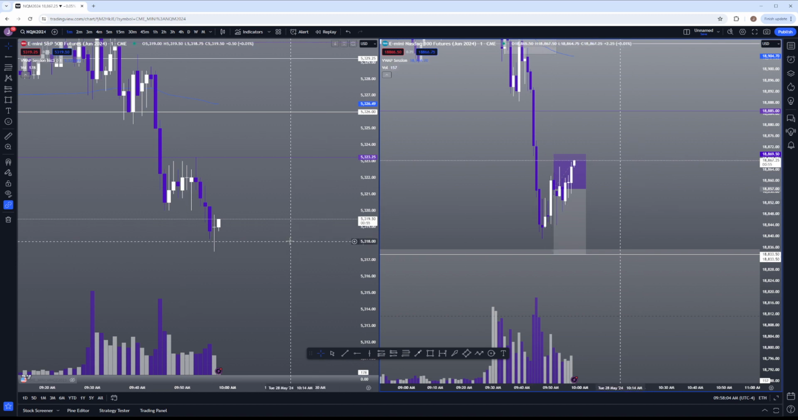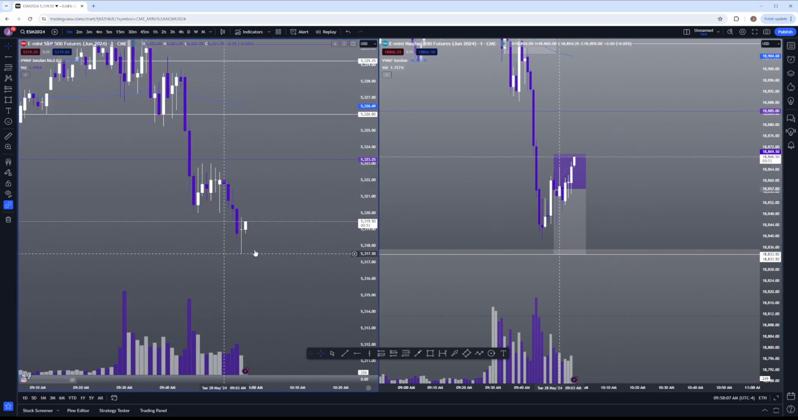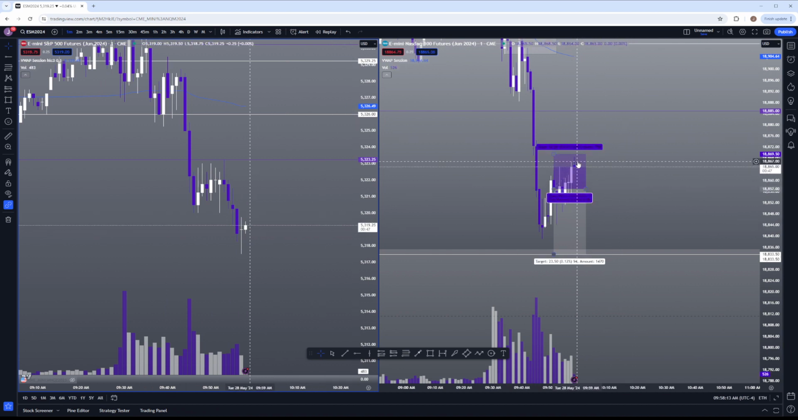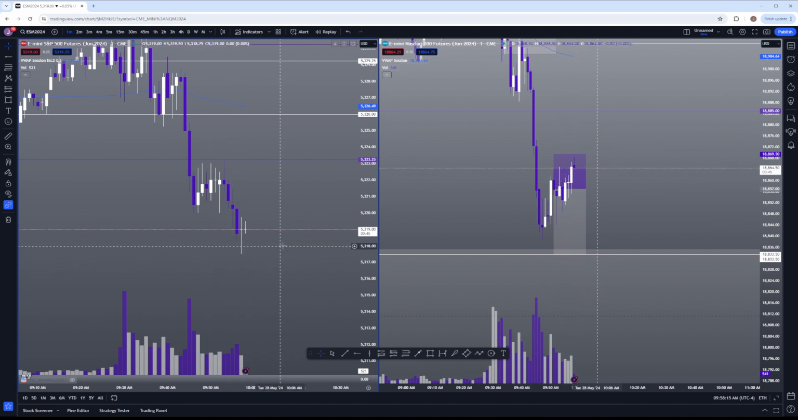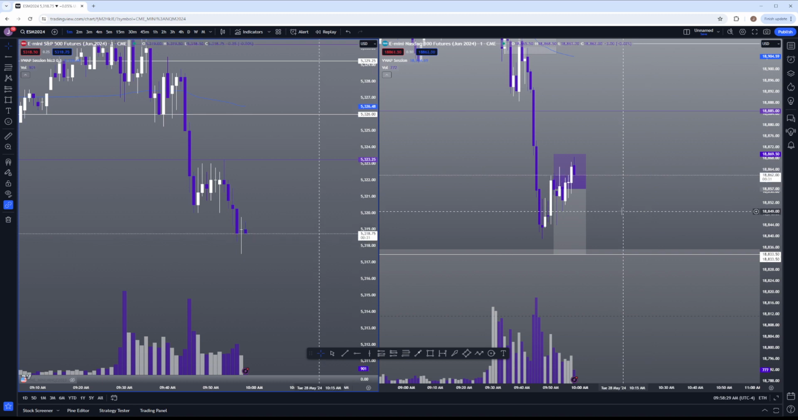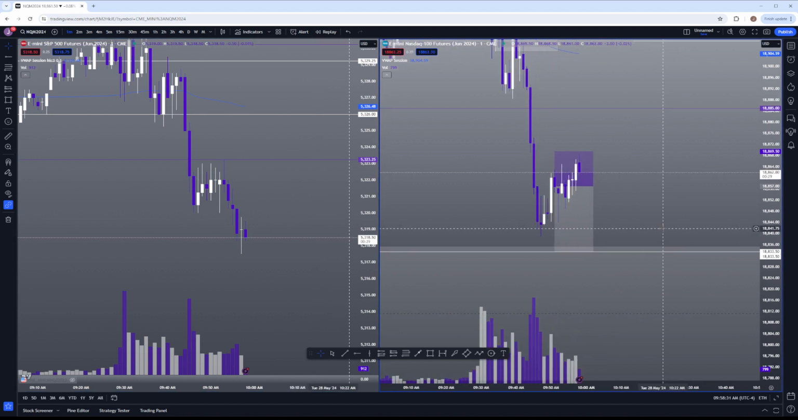Yeah, we do have big SMT divergence here. ES took out these lows, NQ is not taking out the low. And now we see NQ taking out the high, and ES still sitting down here at the low. A lot of SMT, right? I'm obviously not going to jump into a trade right now. We only have 2 minutes until news is released. I'm going to wait for that news to come out, see what kind of impact it has on the market, and then start looking for trade setups after that.